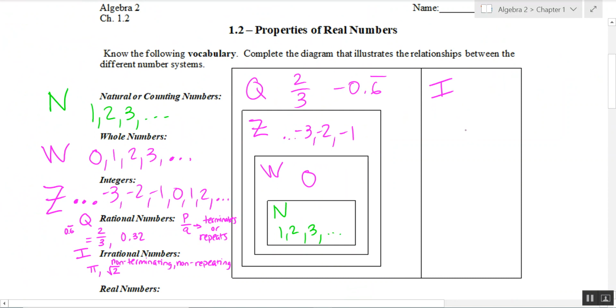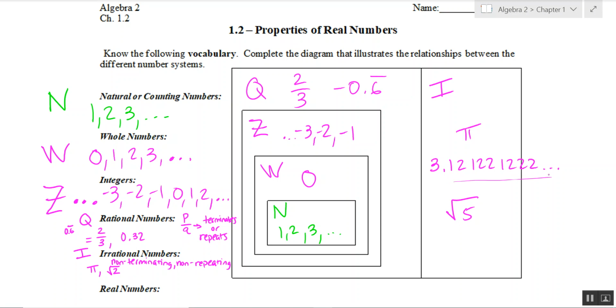These are all irrational, like pi, √5, and I'll give you another example, something like 3.12122122 2, and that pattern is going to continue. While that does have a pattern, it does not act like a stamp where it repeats itself over and over. The pattern will continue though. So that is a little bit different than something that actually repeats itself over and over and over again.